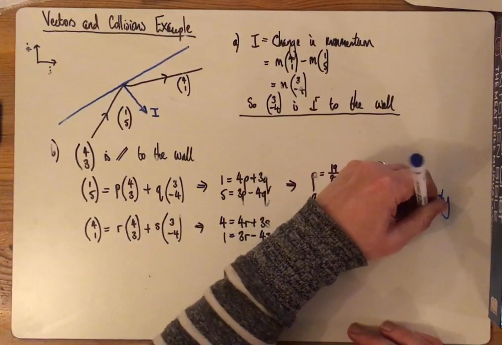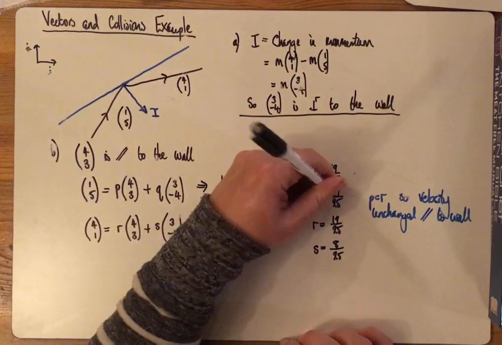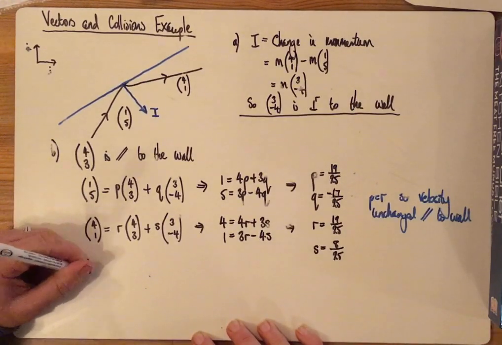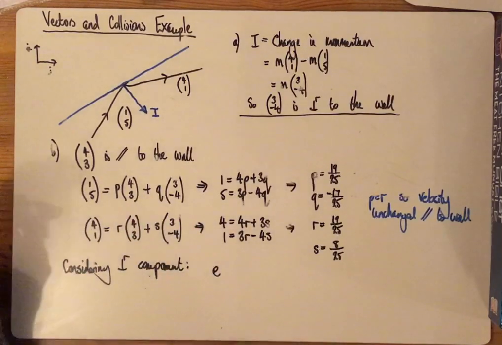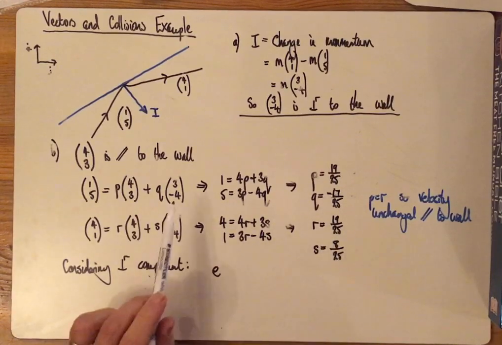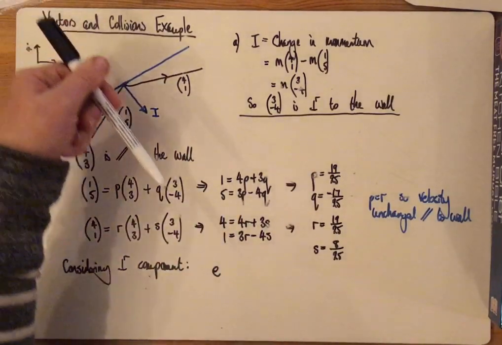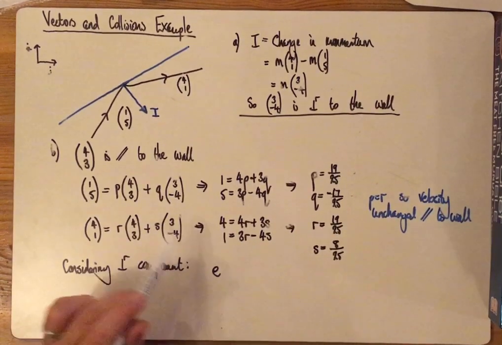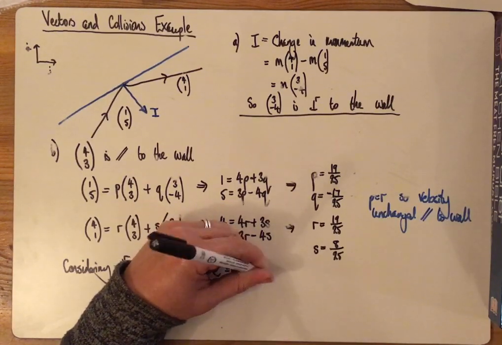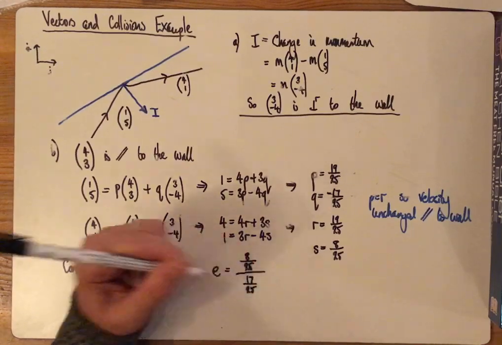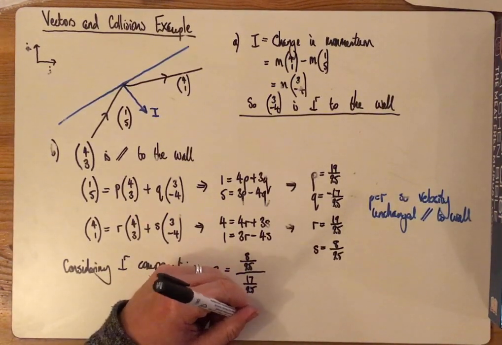So velocity unchanged parallel to wall. And then perpendicular to the wall, having smudged my work, minus 17. So considering the perpendicular component, the perpendicular velocity has gone from minus 17 over 25 times (3, -4). So that's going in that way vertically, and then it rebounds off that way at 8 over 25 lots of (3, -4). And so e, the coefficient of restitution, is going to be 8 over 25 divided by, we're dealing with speed now, 17 over 25, because the vector components will just cancel top and bottom. And that leaves you with e is equal to 8 over 17.